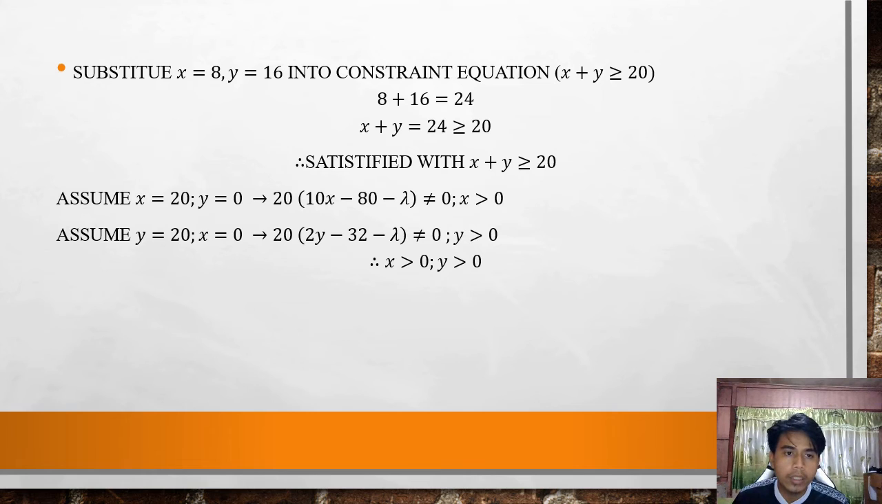Next is assume x equal to 0, x equal to 20, y equal to 0. We can get x larger than or equal to 0. Next, assume y equal to 20, x equal to 0. We can get y larger than or equal to 0. This means x larger than or equal to 0, y larger than or equal to 0.